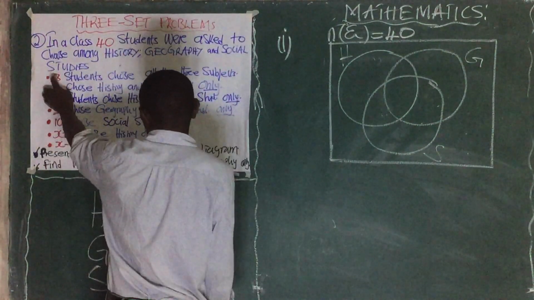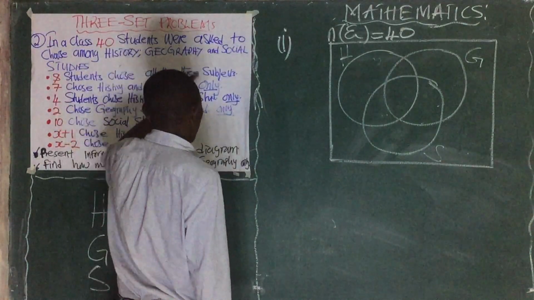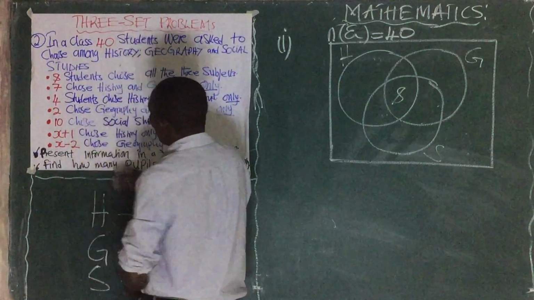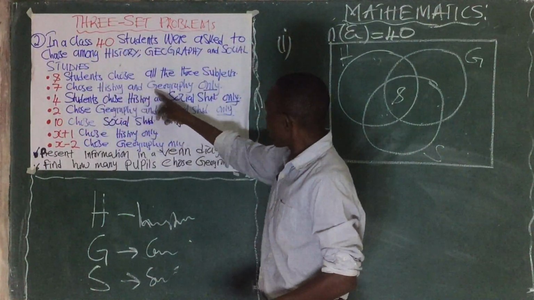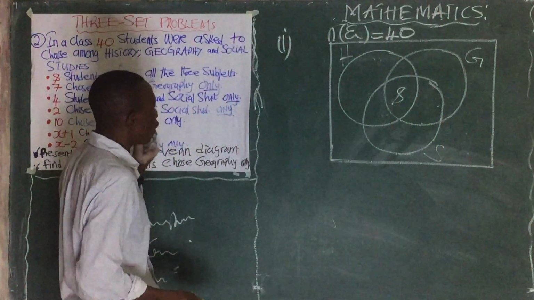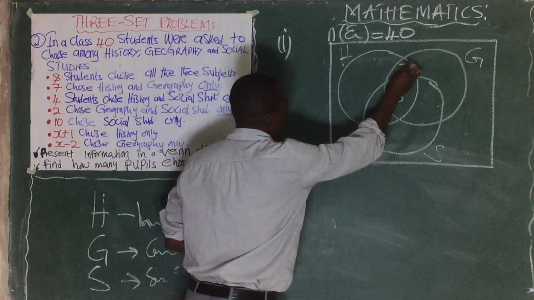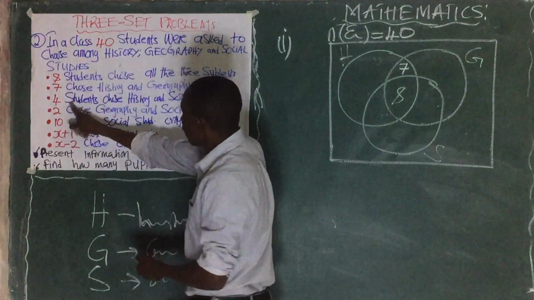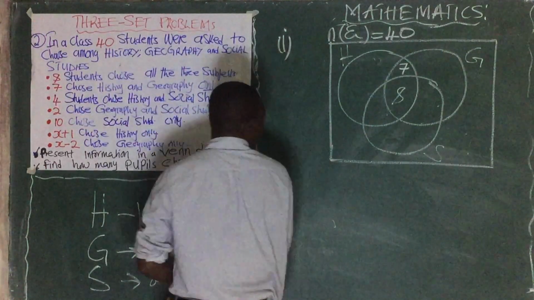So let's begin with the first information. 8 chose all, so it means an 8 to be here. And then you go here, 7 chose history and geography only. The space here, geography and history only, is this one here. You write a 7. This is only geography and history. Then 4, history, social studies only.